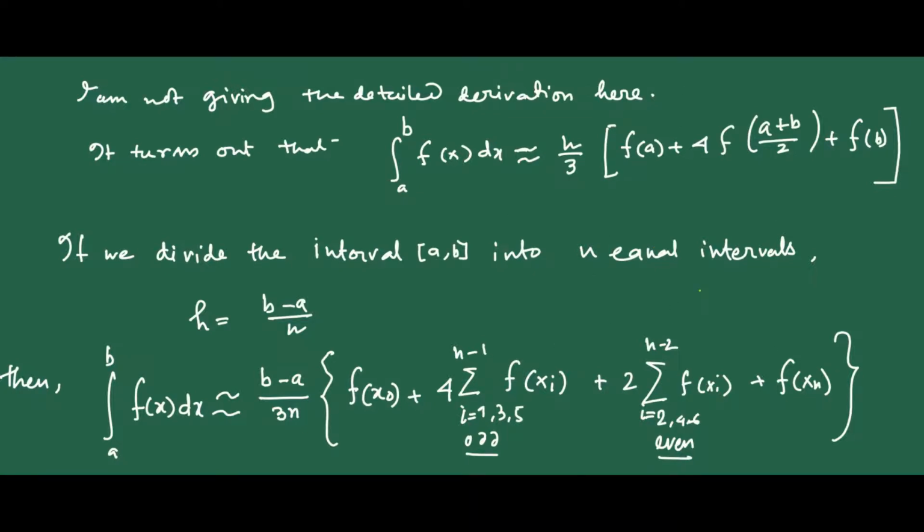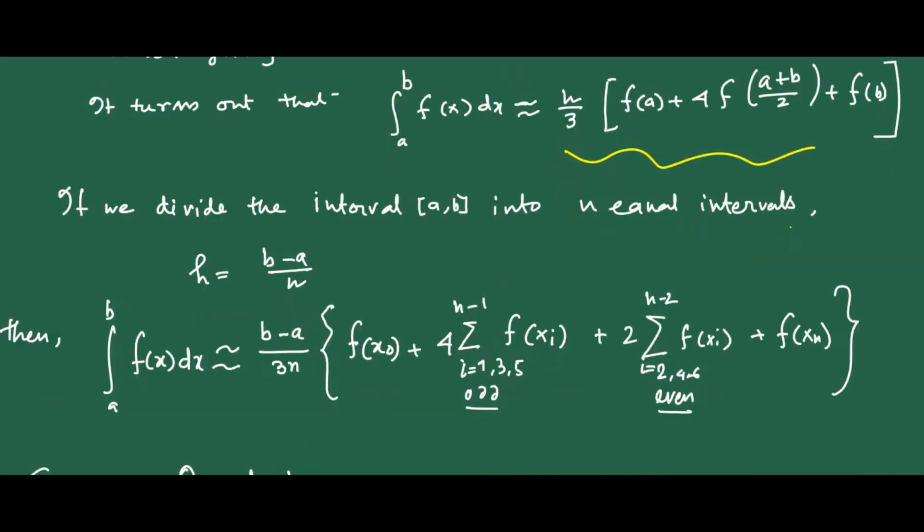And if we use this Simpson's approximation in every segment, and add all of this up, you will get this formula: (b minus a) divided by 3n, times the bracket f(x0), which is the first value, plus 4 times the sum over the odd values of f(xi), plus 2 times the sum over the even values of f(xi), and the last value f(xn).